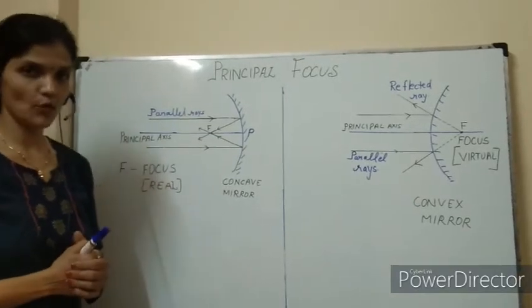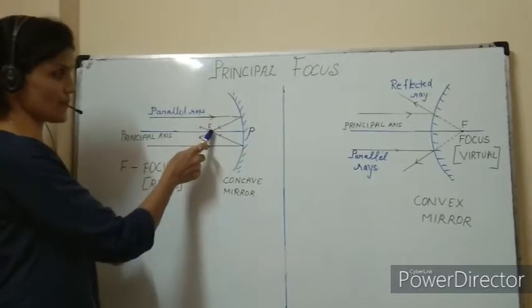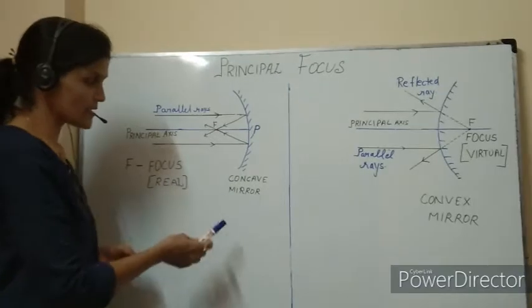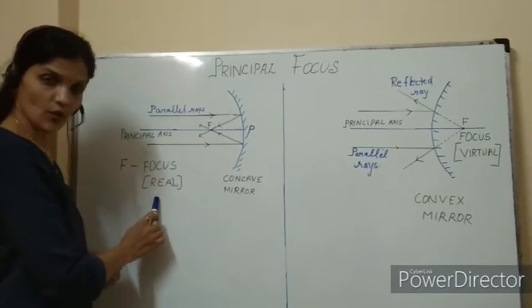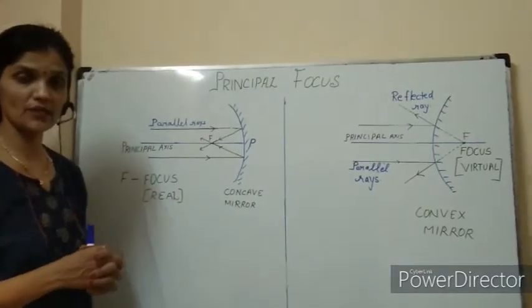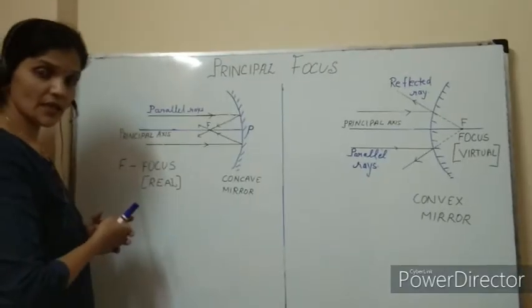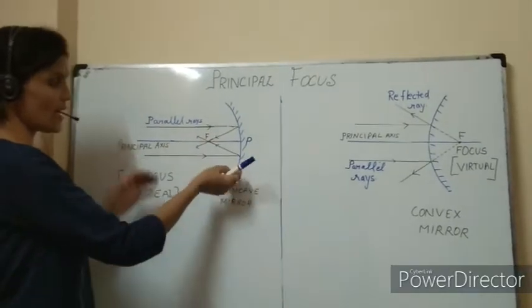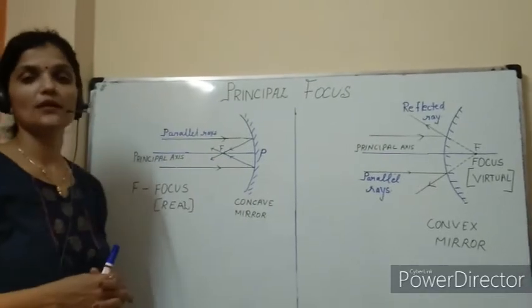Here one thing is important: the light rays are meeting, the light rays are intersecting. That is why the light rays are really intersecting, so it is real. That is why this focus is called real focus. This mirror is also called a converging mirror, as I have explained in the last video also. Why it is called a converging mirror is also very clear from the diagram. The light rays are parallel but they are converging at a particular point, and that point is called the focus.